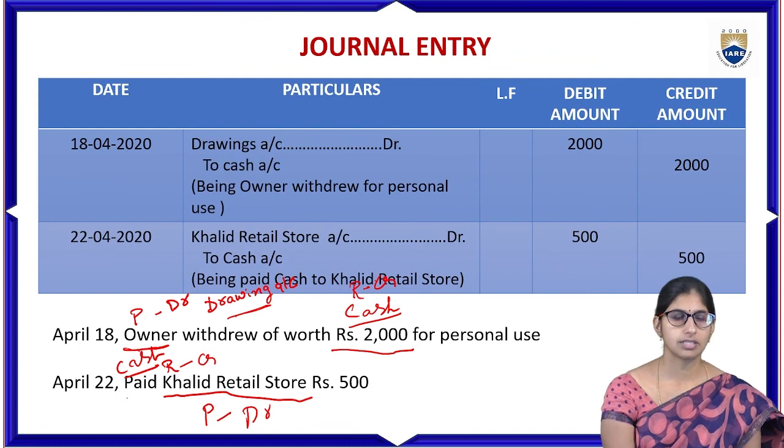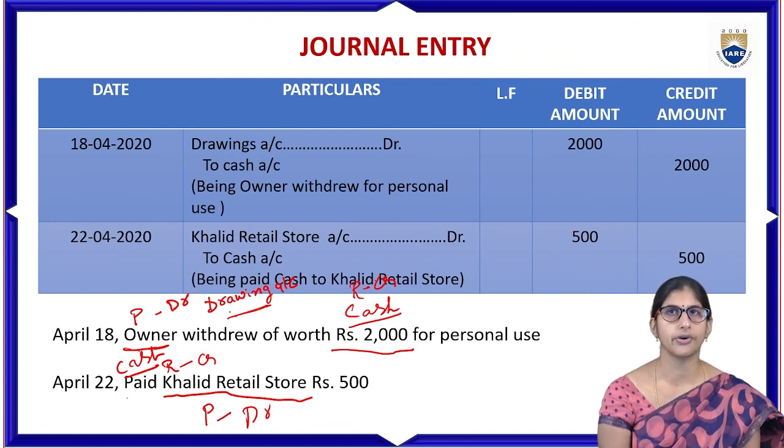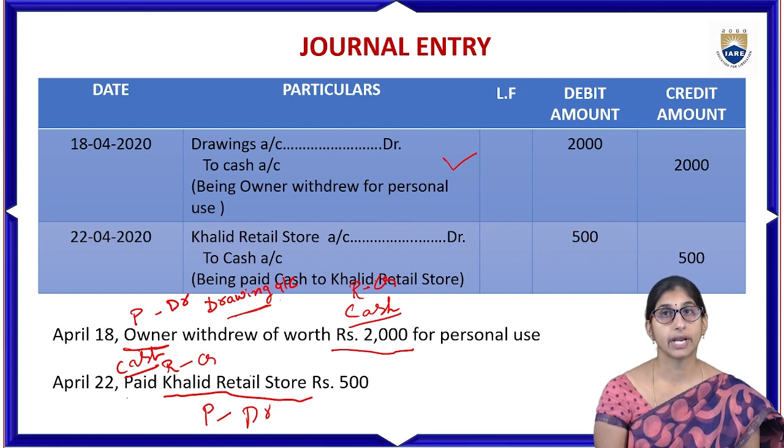So we can see the first transaction, as I told, drawings account debtor to cash account. So this is how we have to write: drawings account debtor to cash account, being owner withdraw for personal use. This is the narration, and the amount we have to write in the debit column and the credit column. And coming to the next one, paid Khalid retail store. So Khalid retail store is receiver. So we'll write the entry as Khalid retail store account debtor to cash account, and the narration is being paid cash to Khalid retail store.